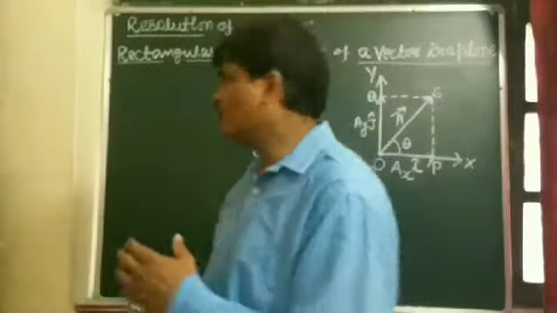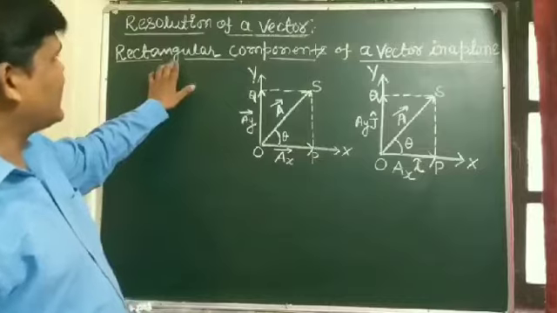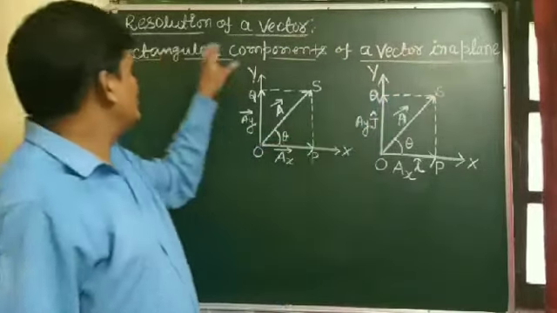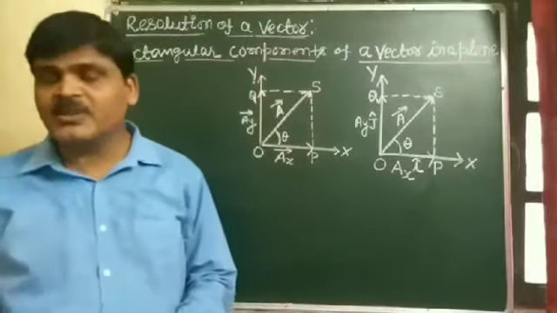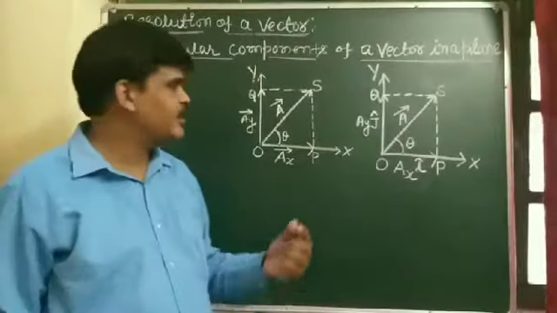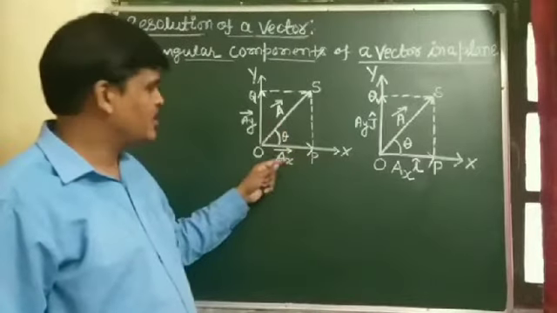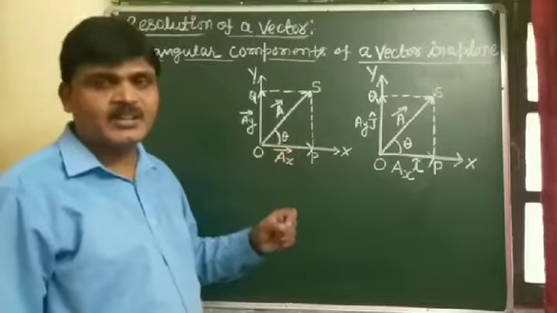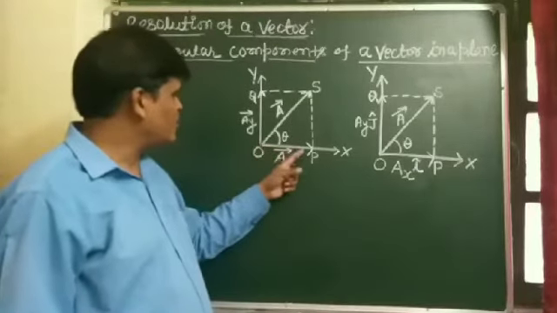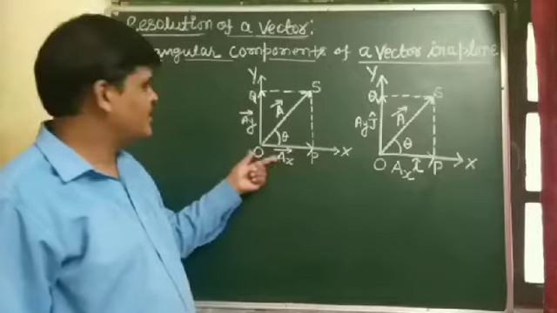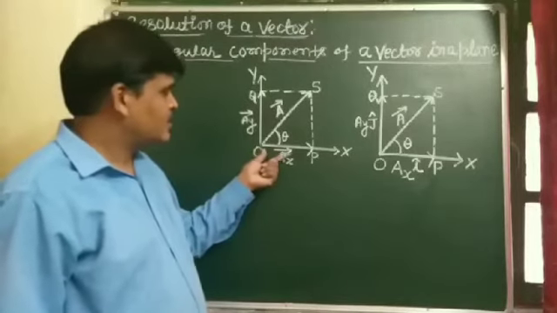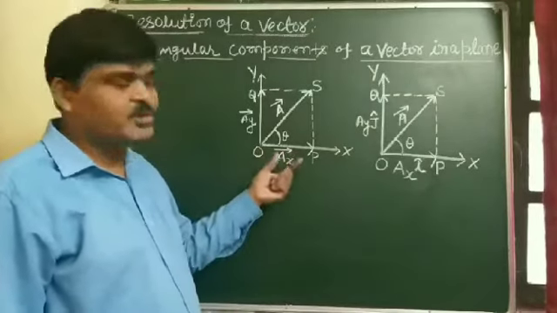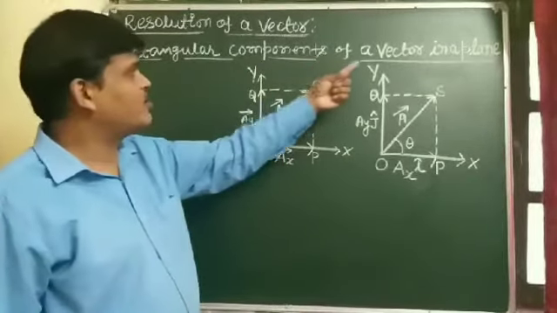And student, new topic: rectangular components of a vector in a plane. So, what is a rectangular component of a vector? It means a vector is resolved into two perpendicular directions. If a vector is resolved along two mutually perpendicular directions, the components so obtained are known as rectangular components of a vector.